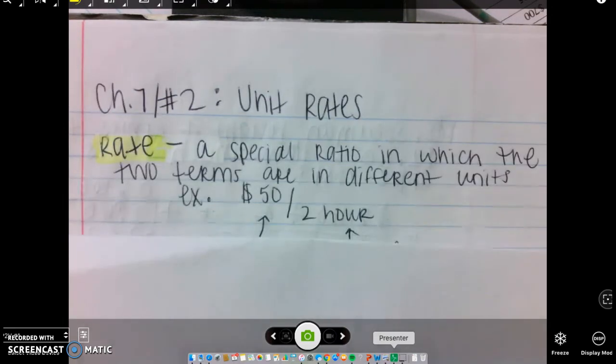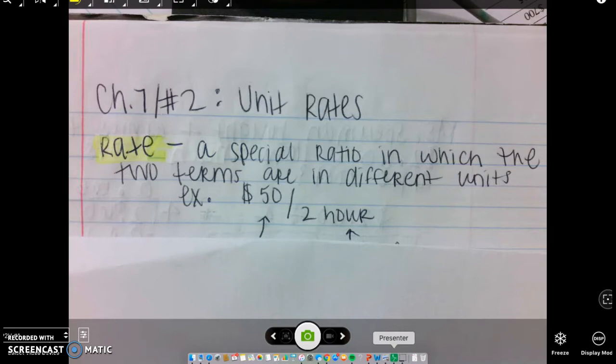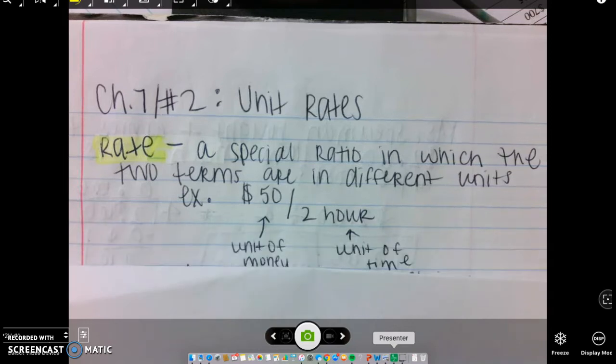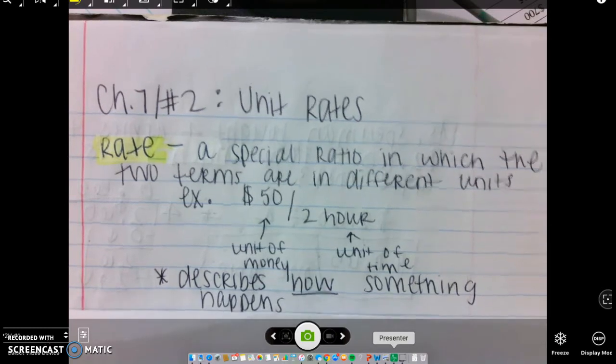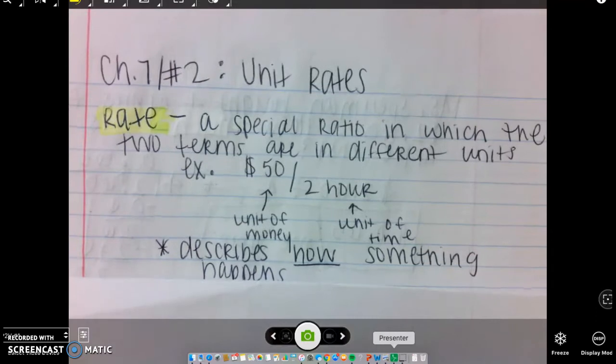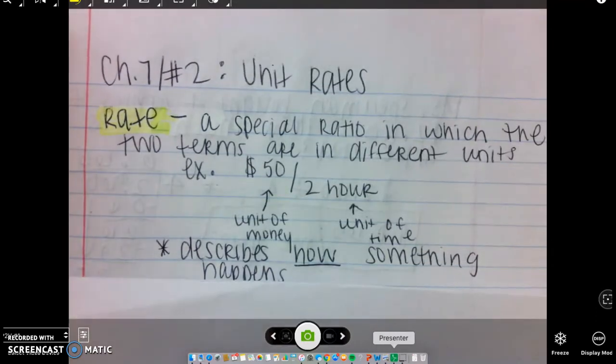So one of my units is money and one of my units is time. But it is a rate because it describes how you would be paid. So essentially a rate describes how something is happening. And again, you can pause this at any time if you need more time to write it down.